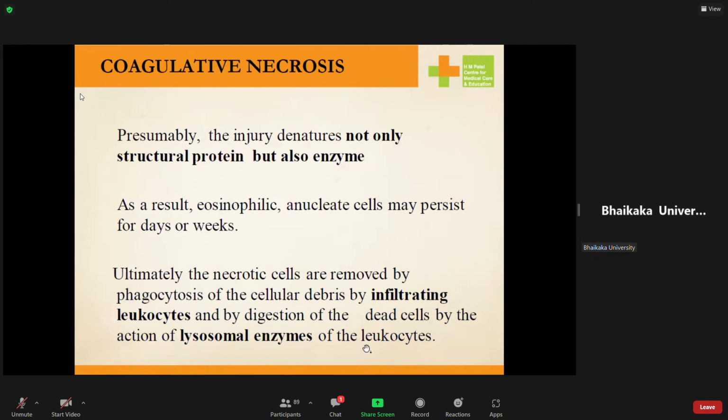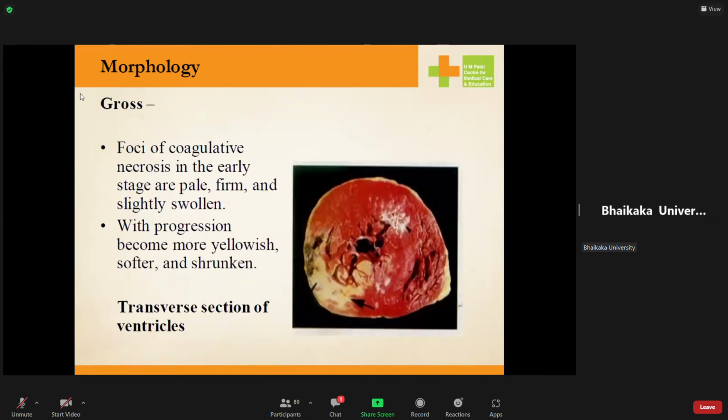Now, how does it look on gross examination? When a myocardial infarction has developed, this is the cross section of the heart. This yellow area is the area of coagulative necrosis, and this pinkish or red area is the normal myocardium. In the case of myocardial infarction, when the infarction develops in the initial stage, it becomes yellowish and soft in consistency. And as the disease progresses or time passes, this yellowish area becomes shrunken and firm in consistency.